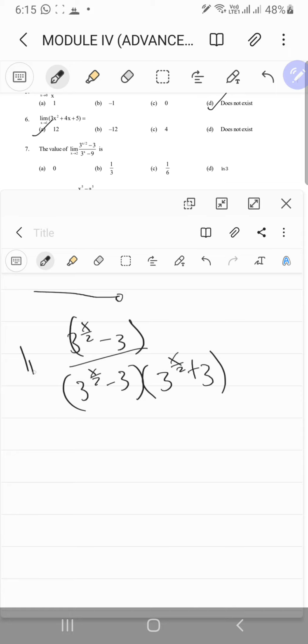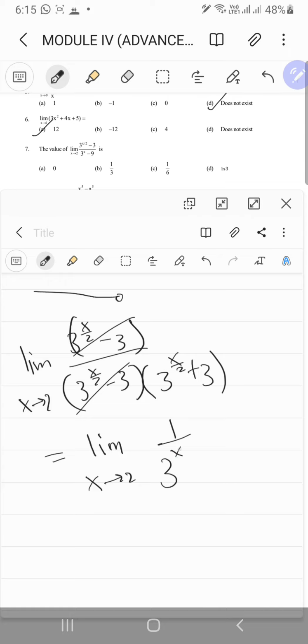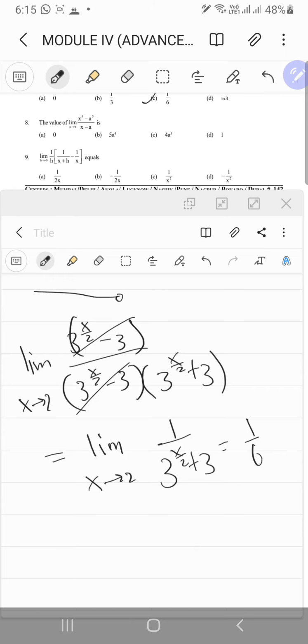And we have the limit as x approaches 2 of this thing, right? So this thing is just going to get cancelled. So this is equal to the limit as x approaches 2 of 1 upon (3 to the power of x upon 2 plus 3). Just put 2 into that, you should get 6, right? So this is 1 upon 6. Nice. So cool, let's go to the next question.